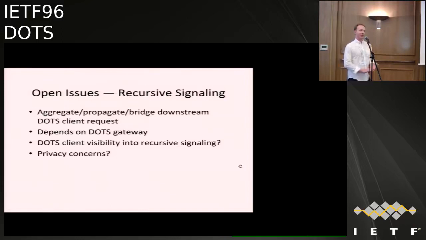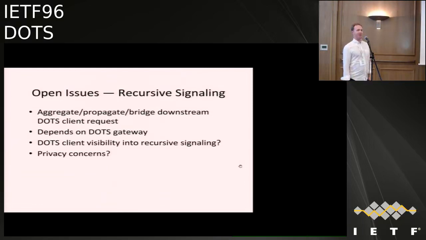This can propagate the downstream DOTS signals, it can aggregate them or bridge them as necessary. There are a couple issues here. One of them is whether the DOTS client needs any visibility into this signaling. We've said it's opaque at this point, since all relationships are bilateral. I believe there is some text in there still that says the DOTS server operating in the gateway may incorporate the feedback it gets from its additional upstream DOTS server.